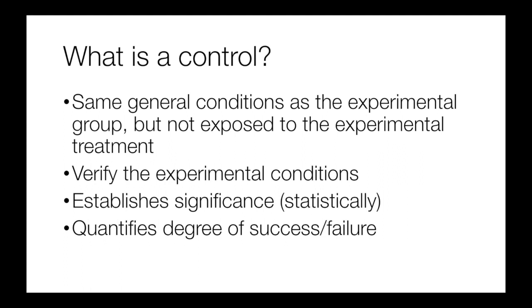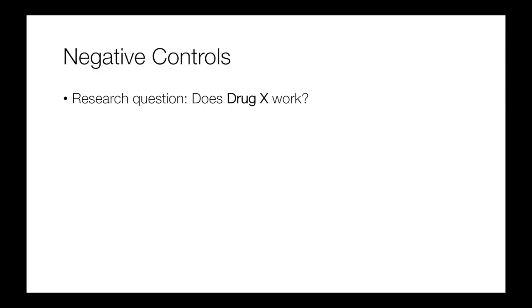The goal is to have something to which you can compare your unknown experimental group in order to verify that your experimental setup worked, establish statistical significance, and quantify the degree of success or failure. We can do this two main ways: positive and negative controls. Let's start with the negative controls because they're a little bit more intuitive. If you do research, especially medical research, you've almost definitely used a negative control before.